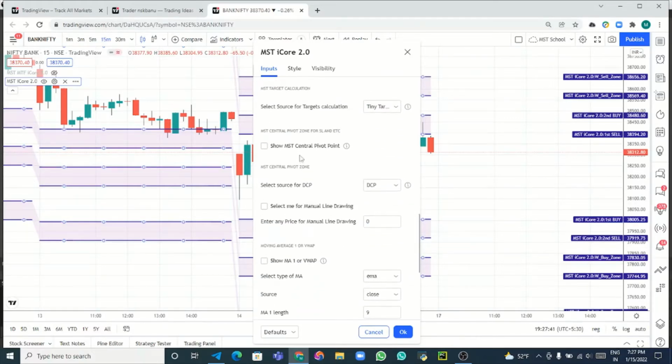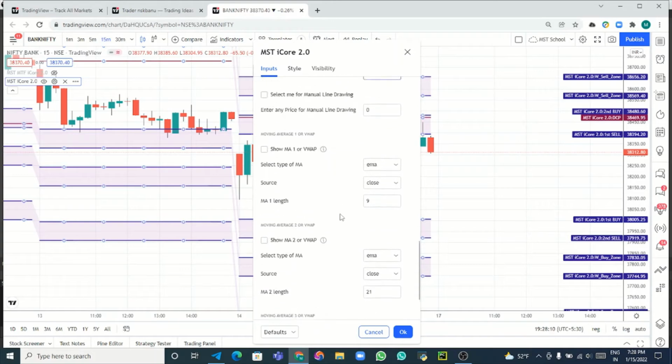Now we have added one more feature. It will draw the midpoint of the entry. This one will be the top midpoint, and this, the DBP, will be the bottom midpoint. Then we have added the pivot point CPR. This is the CPR pivot point, and this is the previous day close. That also we have added.